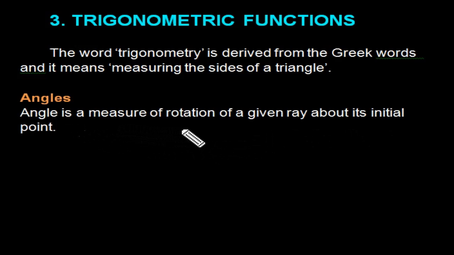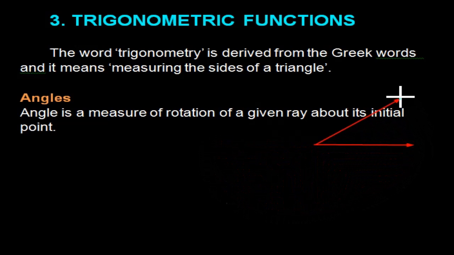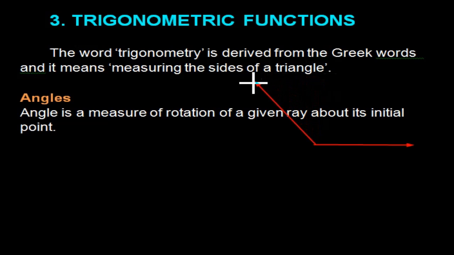An angle is a measure of rotation of a given ray about its initial point. That is, we have an initial ray, and from this initial ray I am rotating another ray like this. If my rotation is along the counterclockwise direction, then the angle so formed will be positive. This is how we have studied.